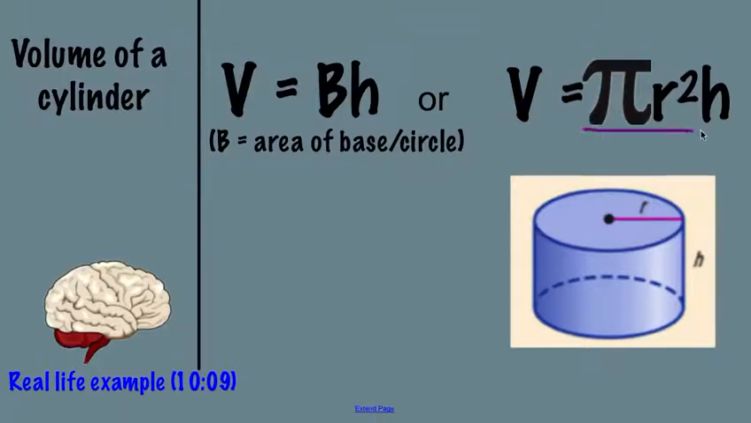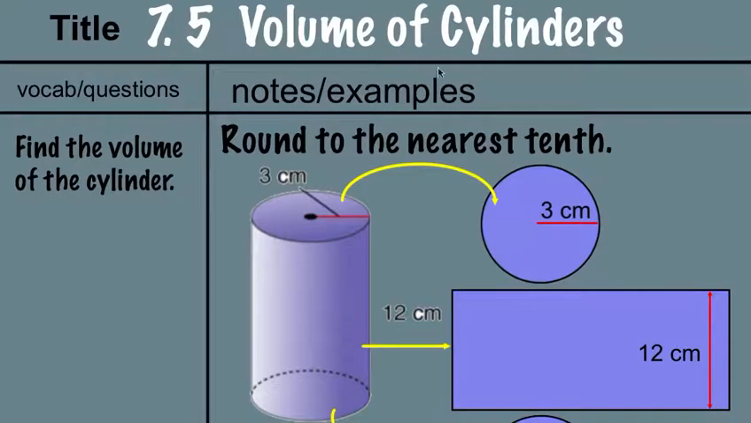So in this case, the base is a circle, because the shape is a cylinder. So let's use this formula to find the volume of some of these figures.